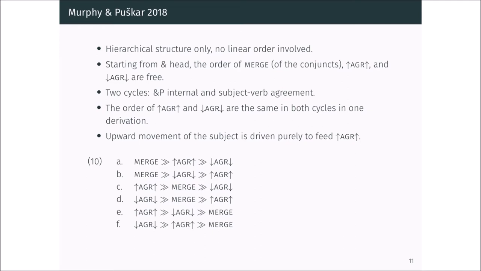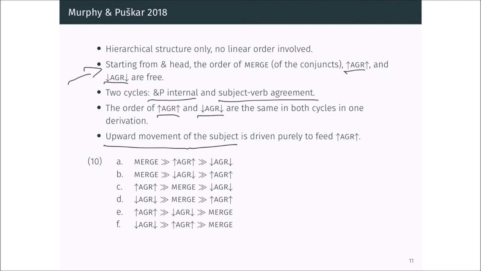First, the derivations start with just an AND head. The order of merge of the conjuncts, upward Agree and downward Agree are flexible, so all the orders are possible. There are two cycles of derivation: the NP internal cycle, and the subject-verb agreement or subject-participle agreement. The order of upward and downward Agree are the same in both cycles in one derivation. And the last assumption is that the upward movement of the subject is driven purely to feed upward Agree.